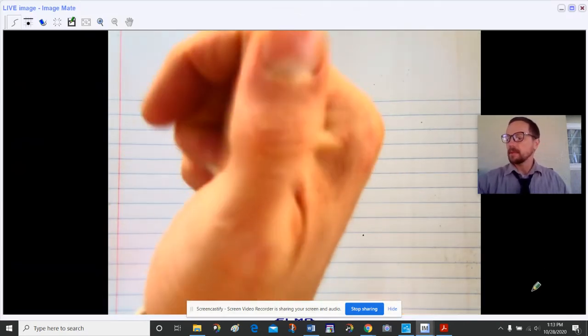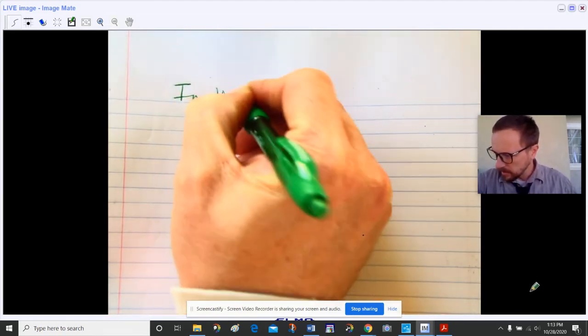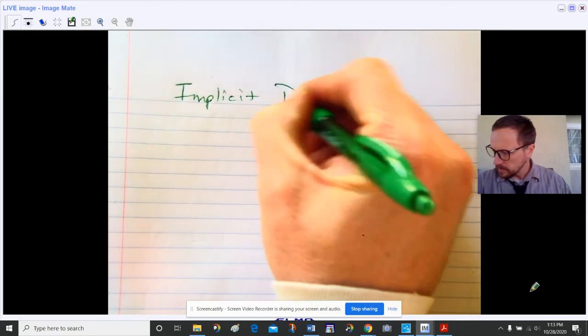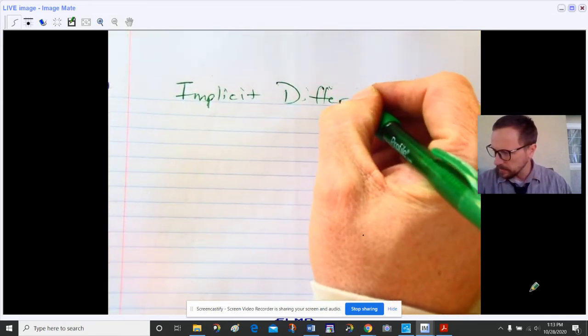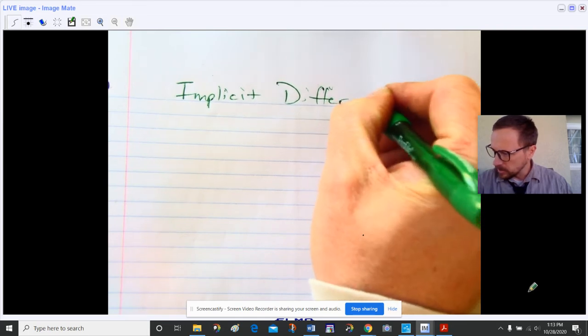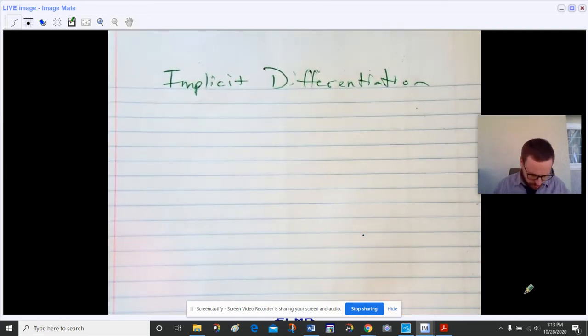All right, so today, implicit differentiation. I've been talking this up for our last differentiation, for a little bit here. It's finally time for us to get there and have it as one of our tools.